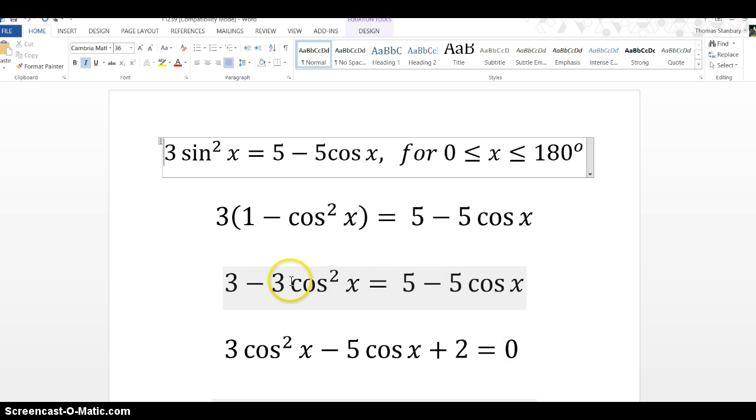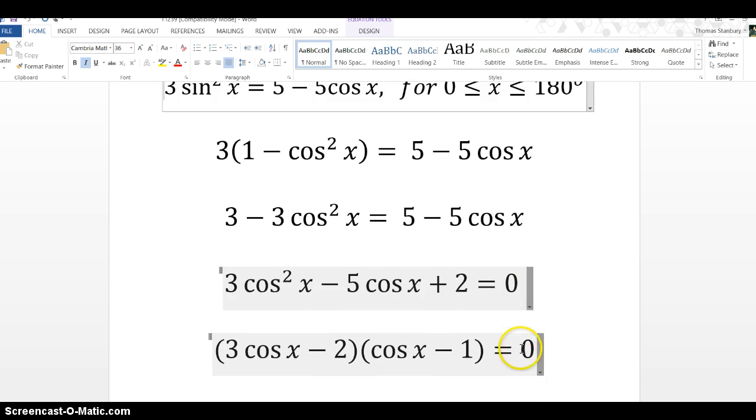So by adding 3 cosine squared x to both sides, I've got positive 3 cosine squared x. I moved it over here. I subtract 3 from both sides, so 5 minus 3 is this positive 2. And this didn't move at all. It stayed on the right-hand side. So I've got everything on this side and equals 0, and now we just kind of switch it. So here's 3 cosine squared x minus 5 cosine x plus 2, and we put the 0 to the right now, okay? It's fun, all right?